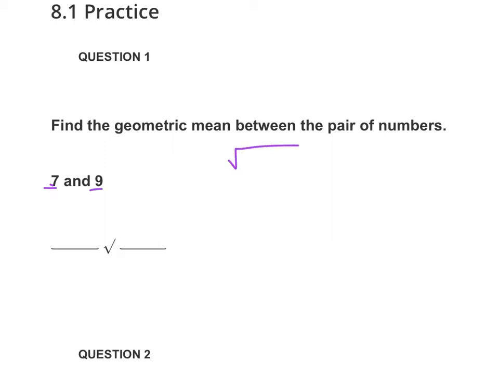Okay, so remember the geometric mean is the square root of the product of your numbers. Okay, so 9 is a perfect square, right? So we're going to take that 9 out. Okay, square root of 9 is 3, and then we're left with 7. Okay, 3 square root of 7.